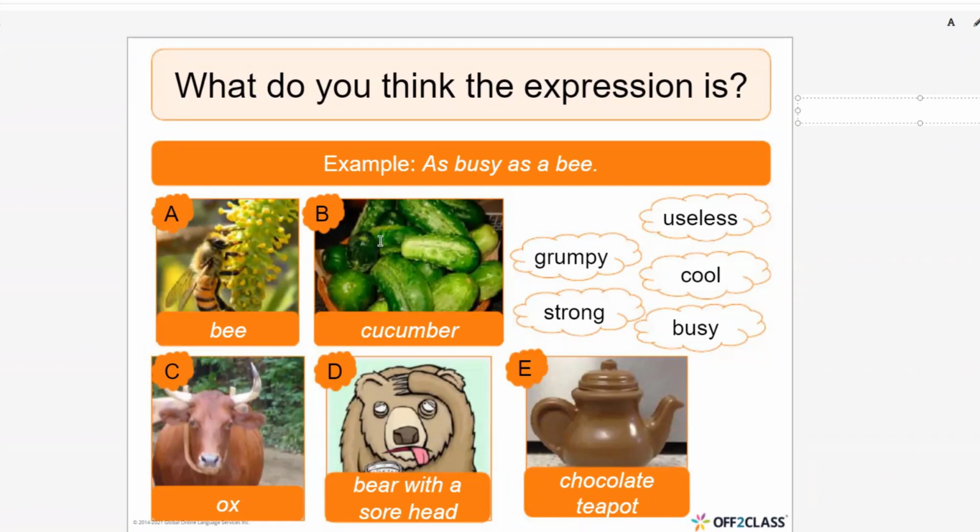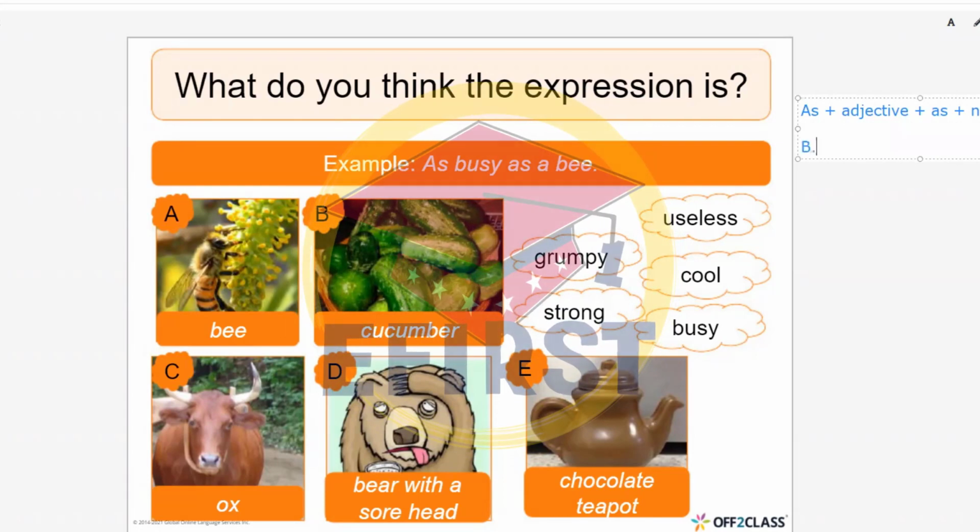So they did the first one. Now we're going to look at this picture has cucumbers. So what do you think that the saying is? Right, so we're going to have as, plus an adjective. So the adjectives are right here. You have useless, grumpy, cool, busy, and strong. Okay, then we're going to do as, and then a noun. Okay, the noun is going to be whatever is in the picture. So here are our nouns: cucumber, ox, bear with a sore head.